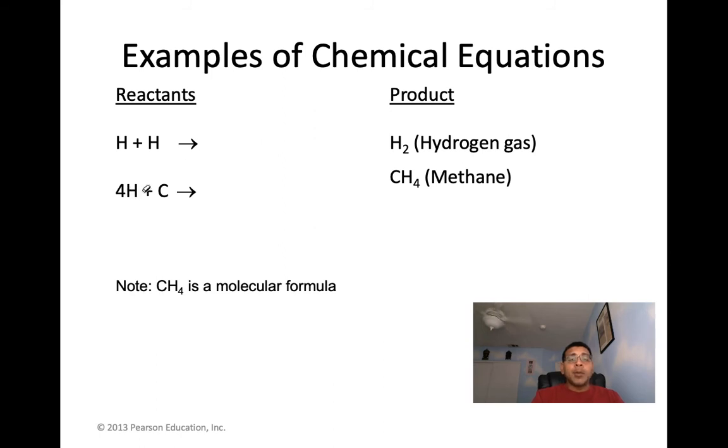4 hydrogens react with a carbon. So these are the reactants. Okay, so here's the chemical equation you see. It contains the reactants, the products, and then the quantity of each. So 4 hydrogens and a carbon are going to react, creating then CH4 or methane.